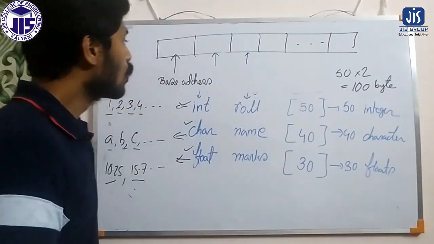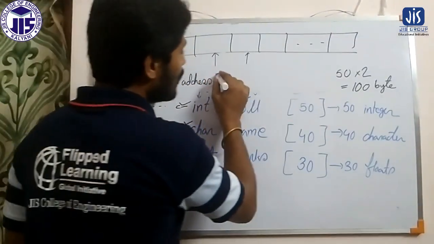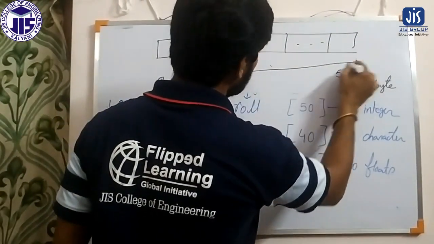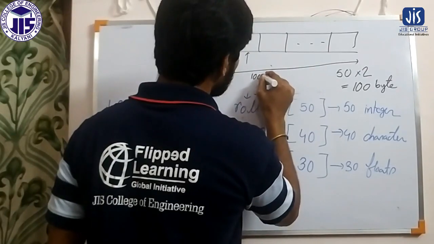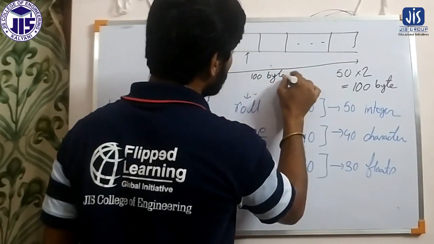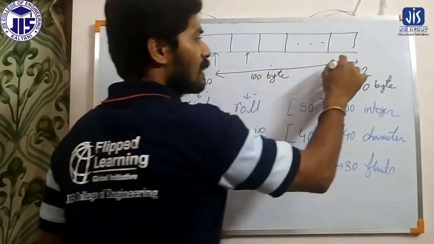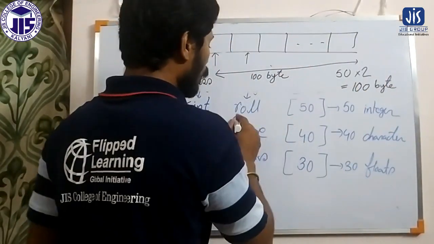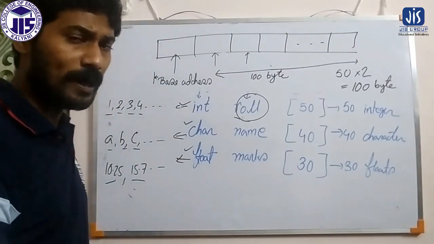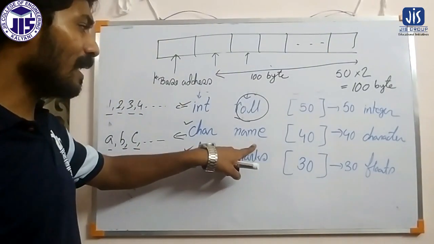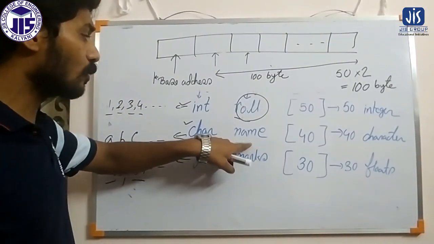Total 100 byte. So from this base address, continuous 100 byte will be reserved for this roll array. Continuous 100 byte will be reserved. For this name array, what will be the amount of memory required?